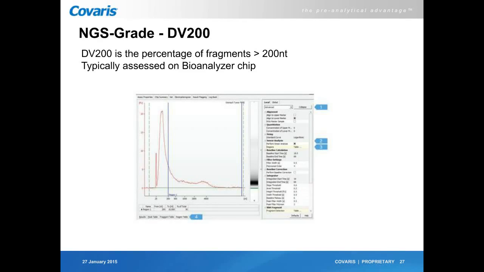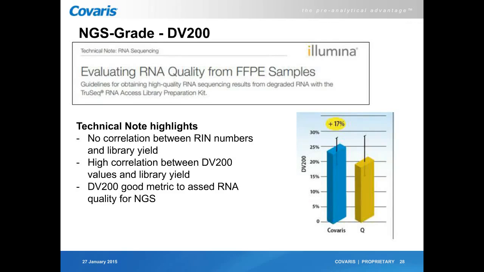Another way to assess the quality of RNA molecules is a metric called DV200. DV200 is the percentage of fragments above 200 nucleotides, and it's typically assessed on a Bioanalyzer chip. You can see an illustration here. Basically, everything below the 2 blue lines is above 200 nucleotides. And with DV200, what you're looking for is the percentage of fragments between these 2 lines.